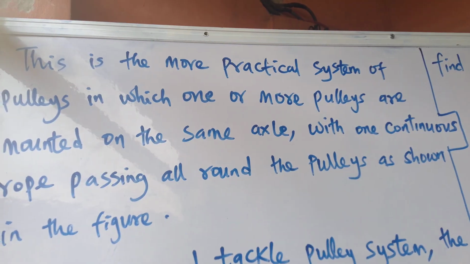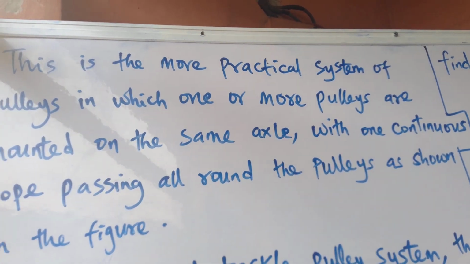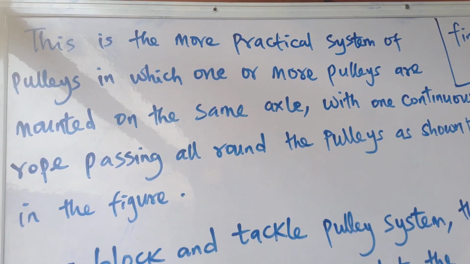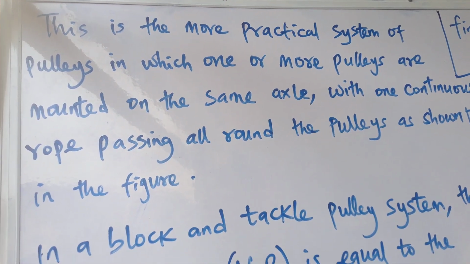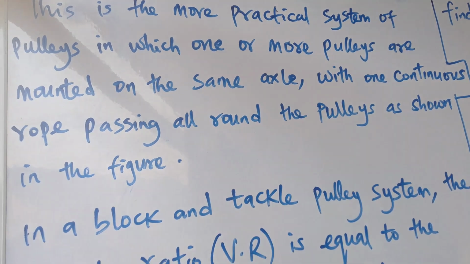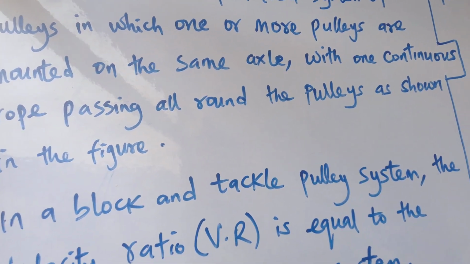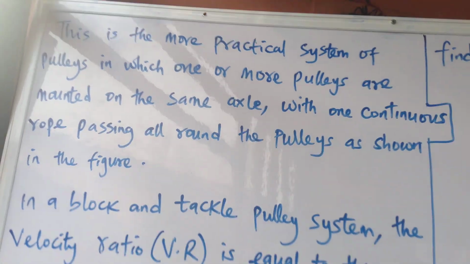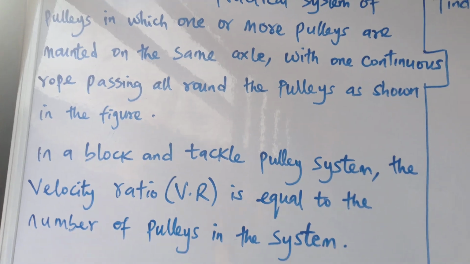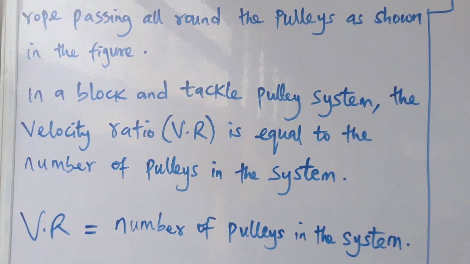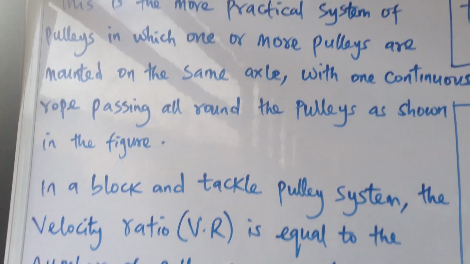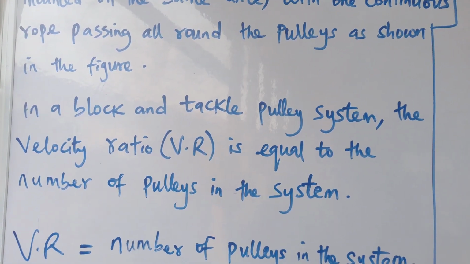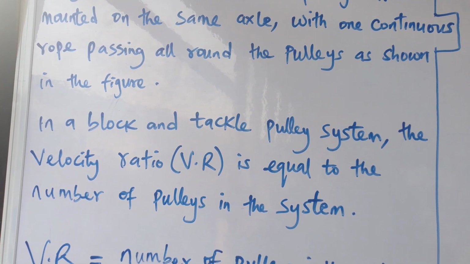Alright. It says this is the more practical system of pulleys in which one or more pulleys are mounted on the same axle with one continuous rope passing all around the pulleys as shown in the figure. Alright, so it says in a block and tackle pulley system, the velocity ratio is equal to the number of pulleys in the system. I'll repeat again. In a block and tackle pulley system, the velocity ratio is equal to the number of pulleys in the system.